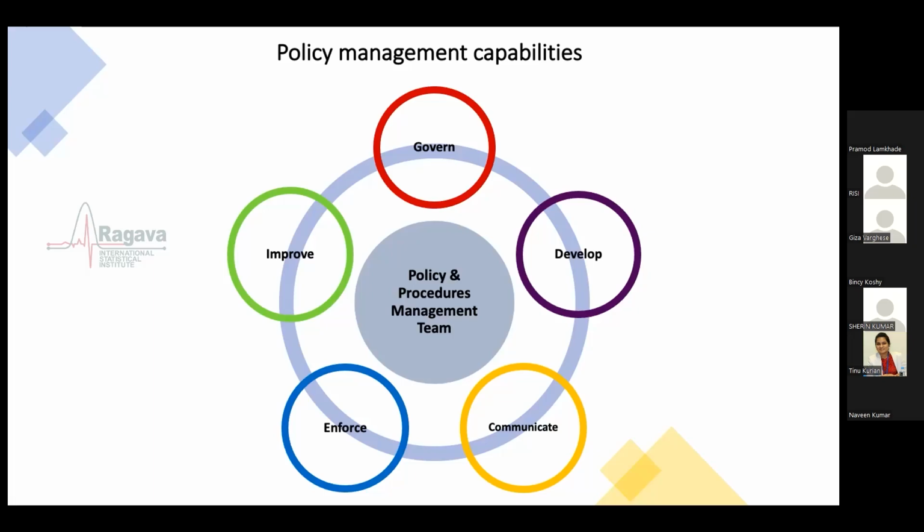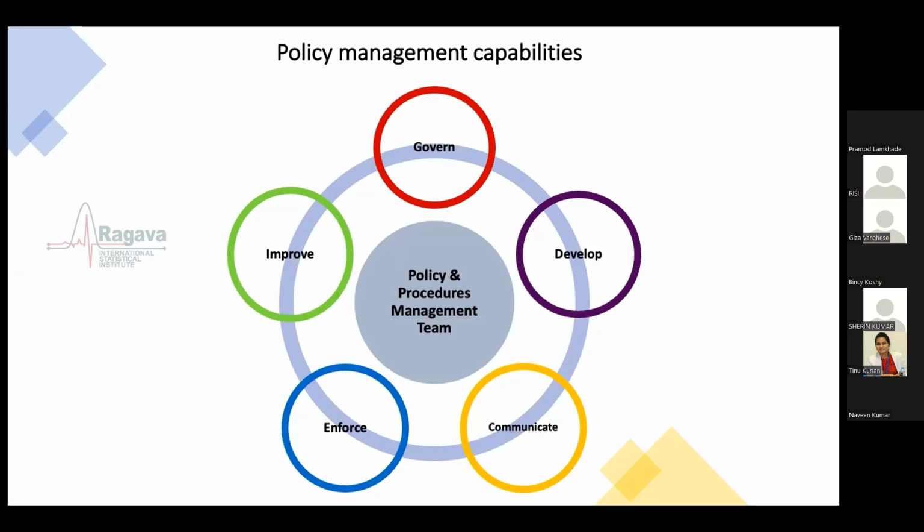And in the development phase, when policy development happens, whether it is a new policy or revising an existing one, there should be a standard process to be followed. There should be some standard templates to be followed. And regarding communication, it is an important pillar in policy management. Whatever policies you develop or whatever changes you make in your existing policies, they must be properly communicated and trained on to the target audience.